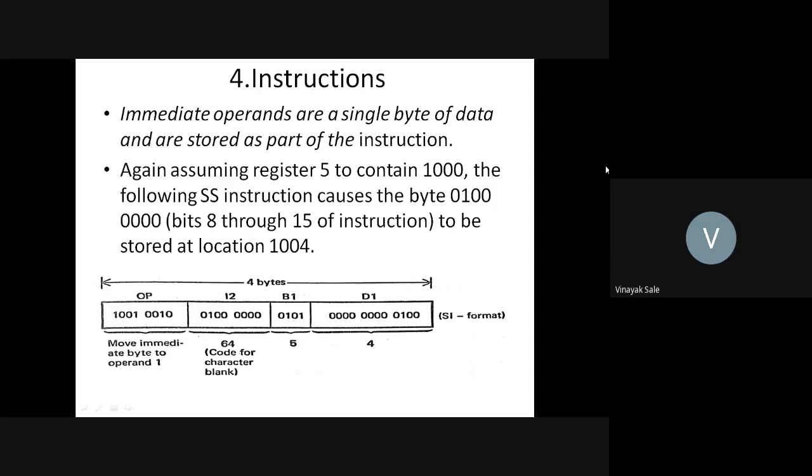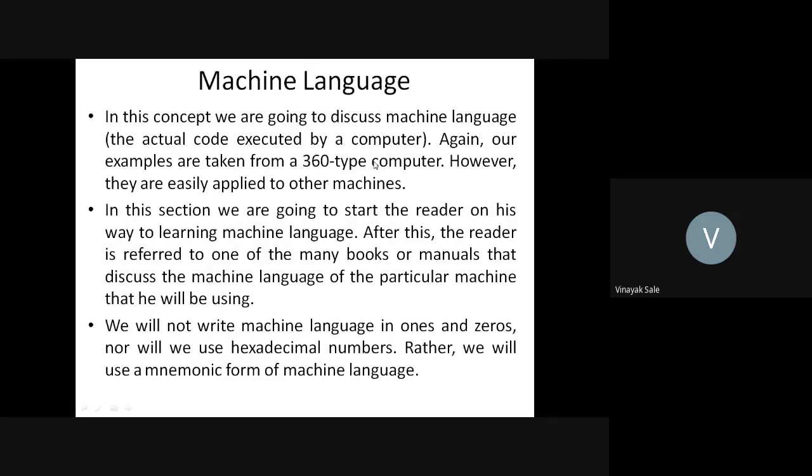So assuming that register 5 contains 1000, and following the instructions as a storage to storage instruction, which causes the byte, that is 0100, then 4 times 0, that is 8 bits through 15, that is these 8 bits out of these 15 instructions could be stored at 1004. Then this part of the instruction is completed.